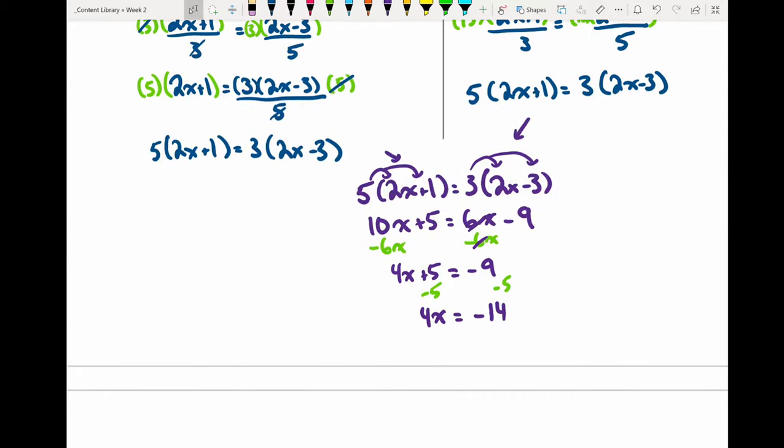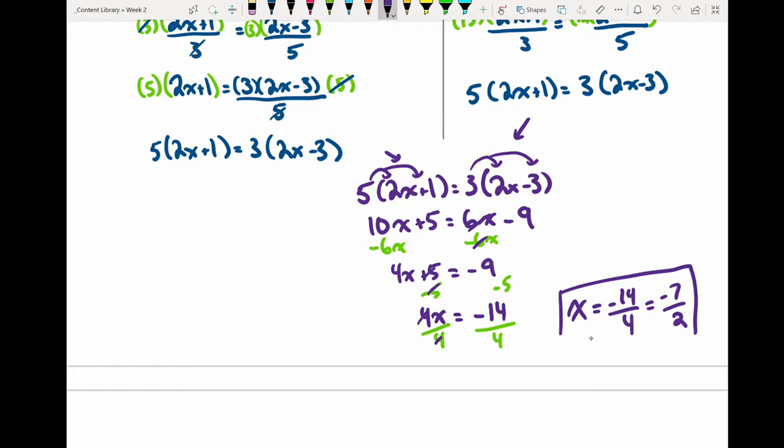And the last step, I'm going to divide by 4, divide by 4. Ooh, I'm forgetting to cancel things out here. And I'm left with x equals negative 14 over 4, which I can simplify to negative 7 over 2. So just a little bit longer, and my last answer is in a fraction.